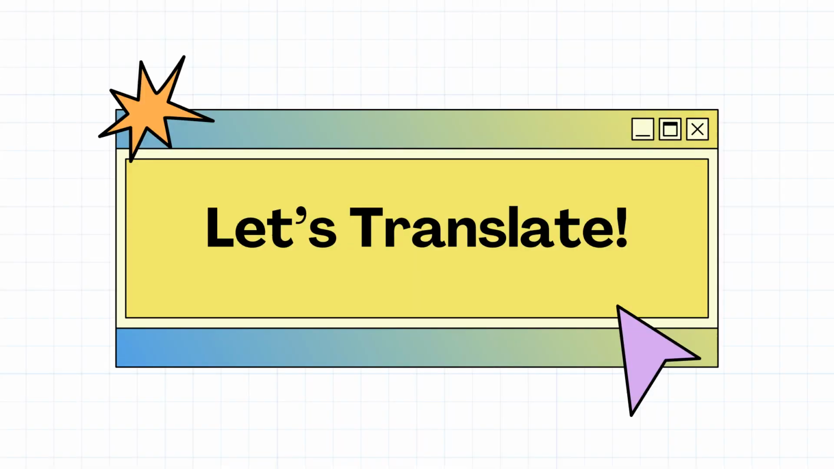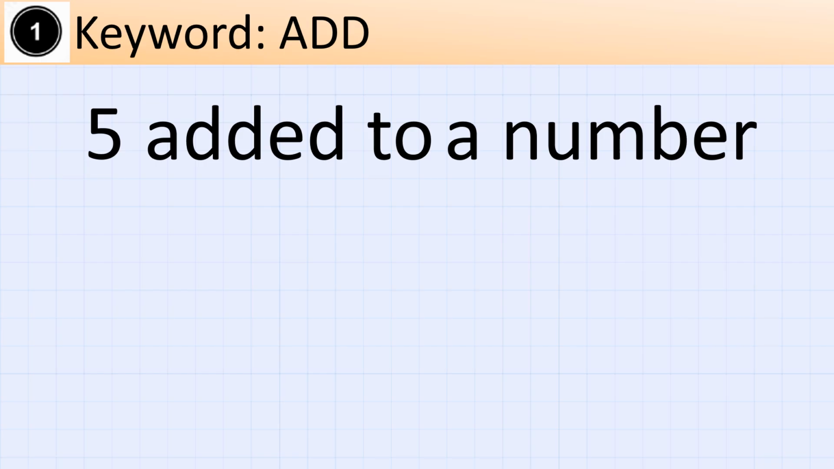Now, let's translate mathematical phrases to symbols and vice versa involving the addition operation. The first keyword is add. We're going to use this word in a mathematical phrase: 5 added to a number. How are you going to translate this in symbols?